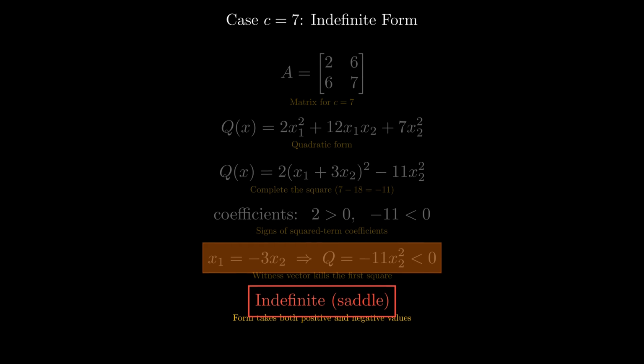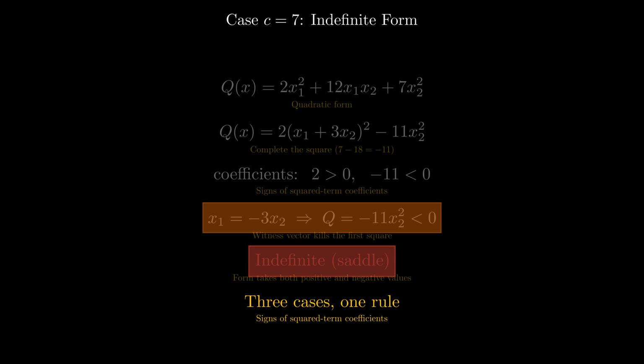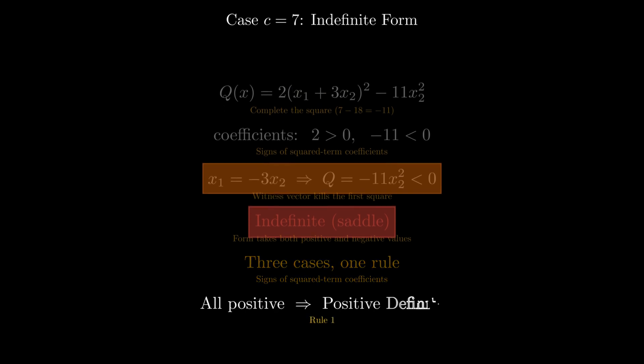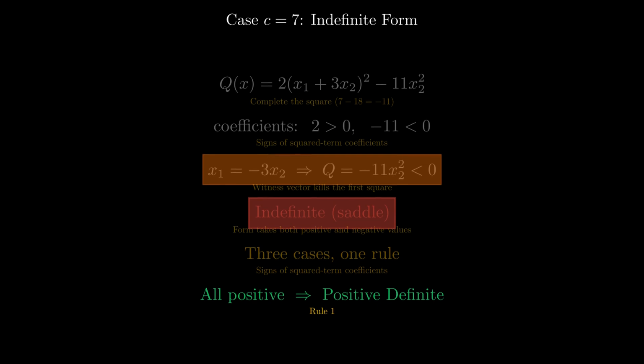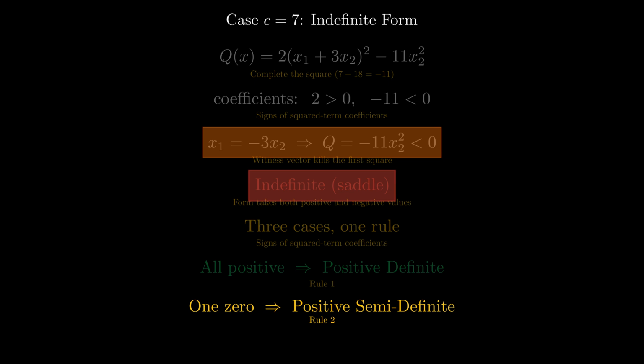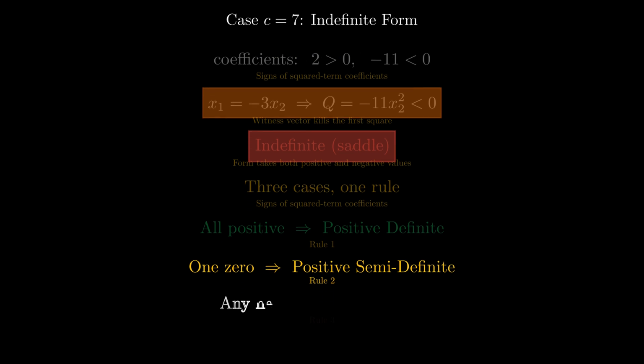Three cases, one procedure. The signs of the squared term coefficients tell you everything you need to know. All positive means positive definite. Some zero means positive semi-definite. Any negative means indefinite.